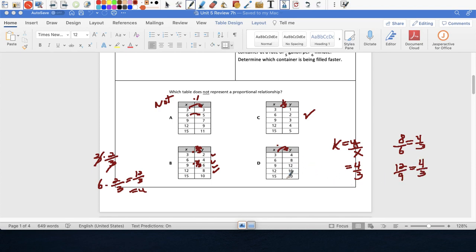So 15 and 20. Remember, this is your x and y, so you're doing y over x, so you put 20 over 15. Simplify, do you get 4/3 here? If you divide the top by 5, you get 4. If you divide the bottom by 5, you get 3. So every single x value in here was multiplied by 4 over 3 to get to the y. This is proportional. This is proportional. And then there was the obvious one, not proportional.